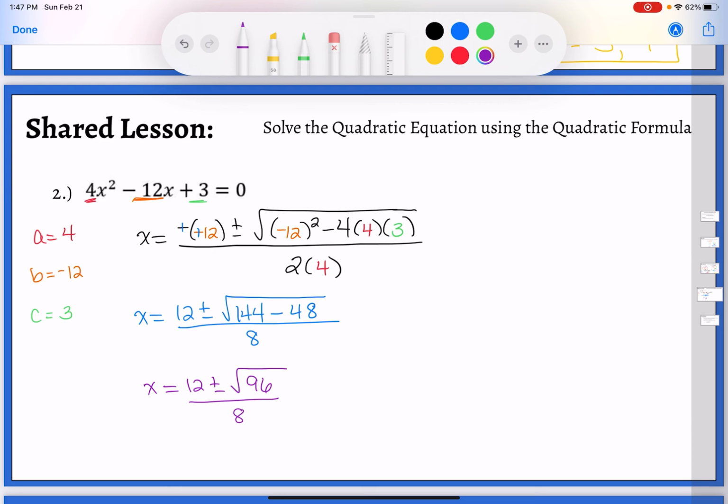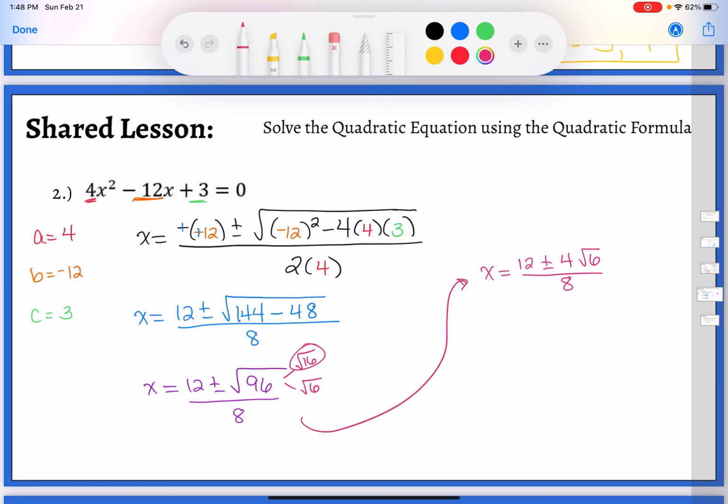Now, 96 is not a perfect square. So let's see, what perfect square would go into 96? Ooh, I think 16, right? 96 is the square root of 16 times the square root of 6. Yeah, 16 and 6 would give me 96. Yes, okay. So here the square root of 16 is my perfect square. So I'm going to have x equals 12 plus or minus 4 radical 6 over 8. I think I'm going to move this up to give us a little more room to work.